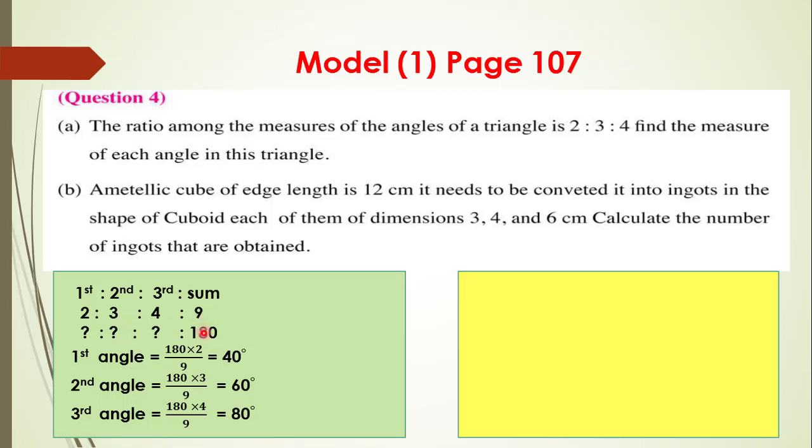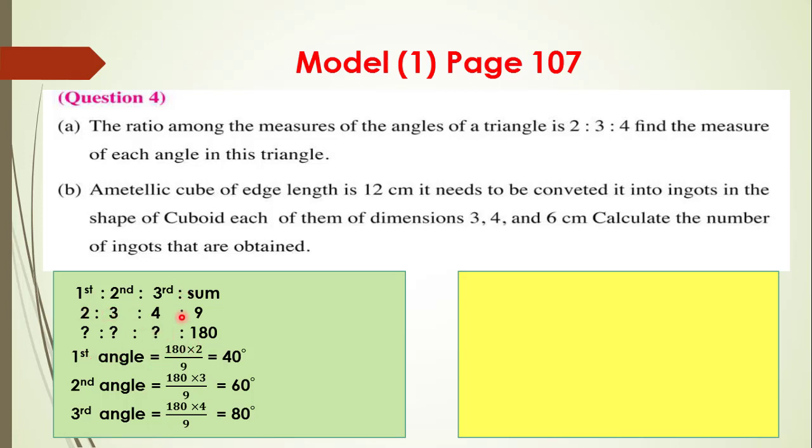And the real summation is 180. This is the summation of the interior angles of a triangle, 180. And by using cross product, we can calculate the first, second, and third angles.